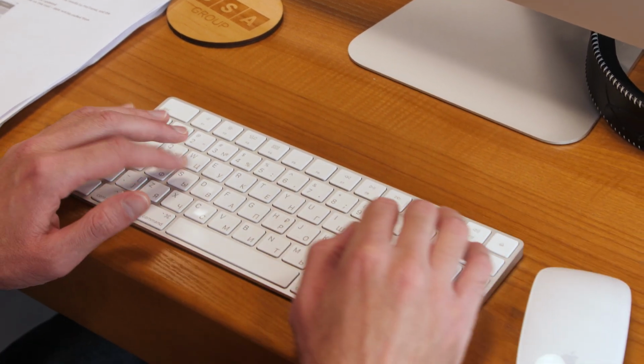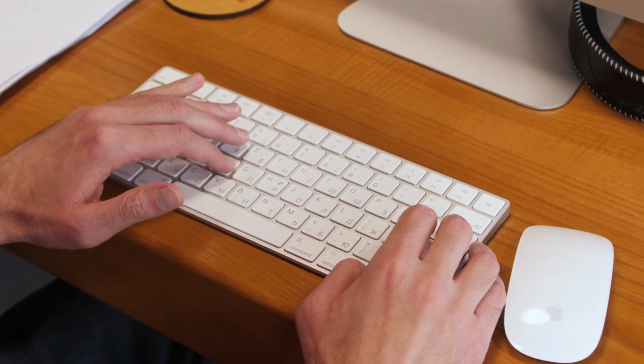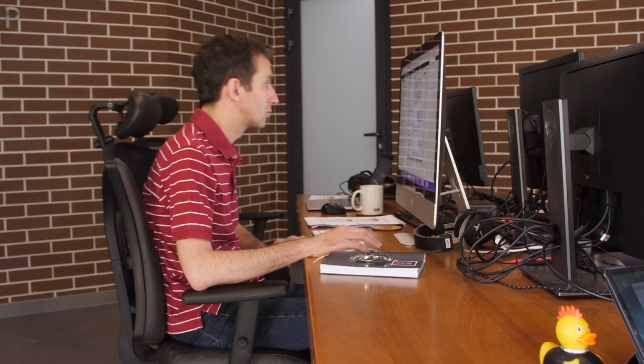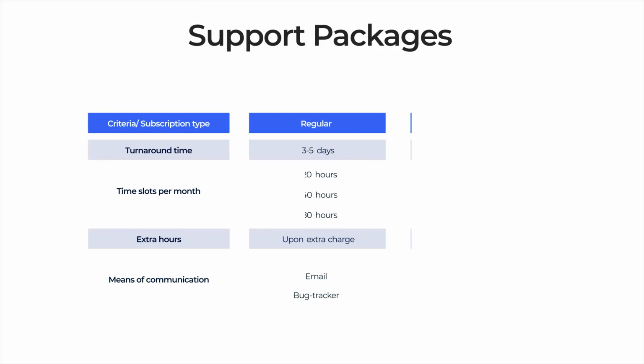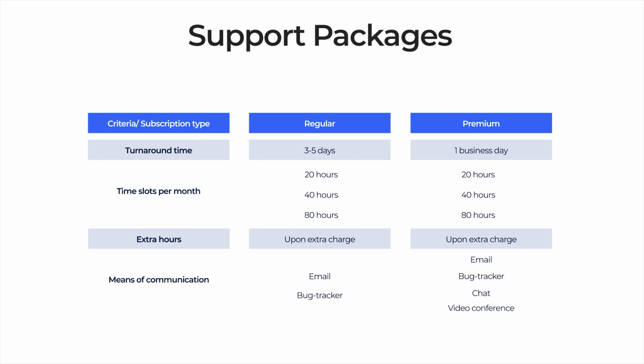Additionally, the intensity of information exchange and the speed of response to client requests are very important for successful service. These issues are regulated within the framework of the cooperation model. For example, SSA Group considers the client's needs, giving them the opportunity to choose between two types of support packages, regular or premium.